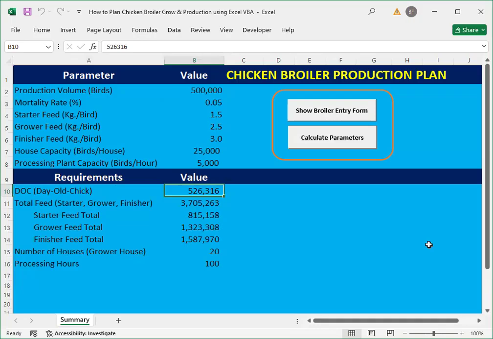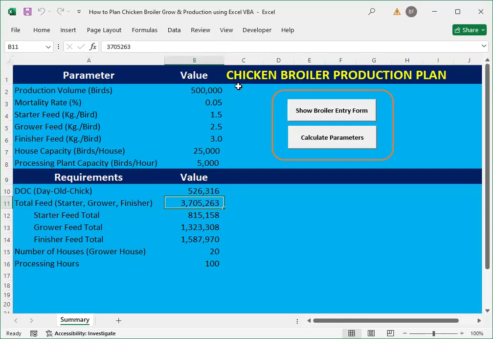So this is a big money reduction, a capital reduction, because we only expect a production volume of 500,000 birds. Therefore, our day-old chicks will become 526 only. So we cut by almost 500,000 of DOC requirement. And also, from 1 million production volume of birds at 5% mortality rate, we just need a total of 3,705,000 of total feed requirement.